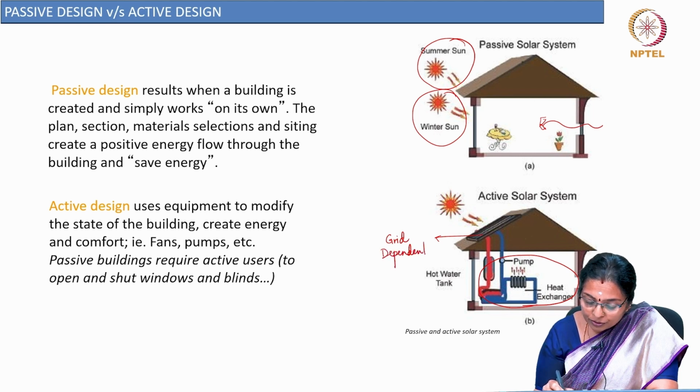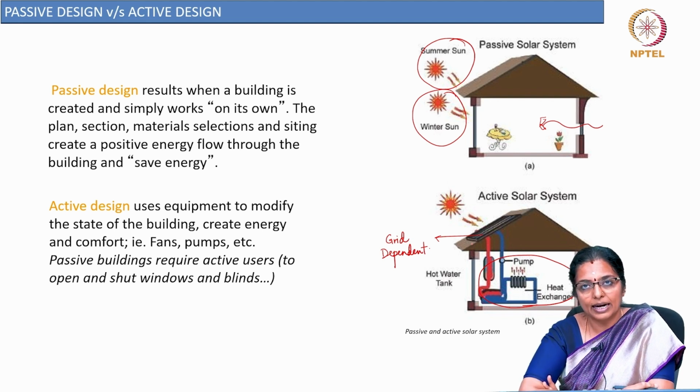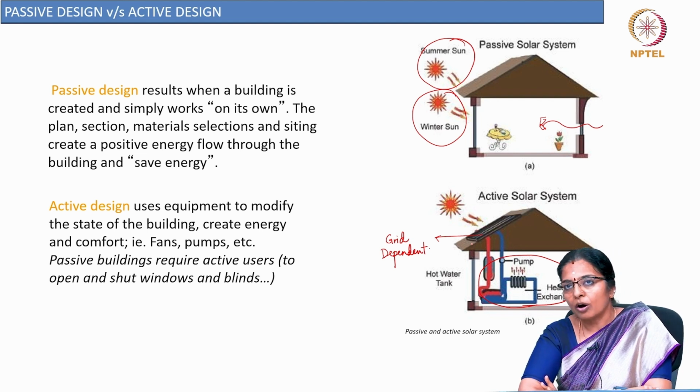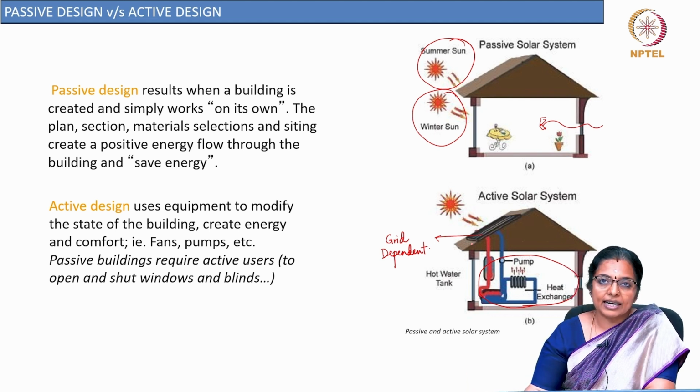How the source of electricity to the grid happens is a secondary thing. That could be through solar panels, or it can be directly from the electrical grid. So, active design uses equipment to modify the state of the building and create energy and comfort. It is like using fans or pumps or air conditioners. That is active design.